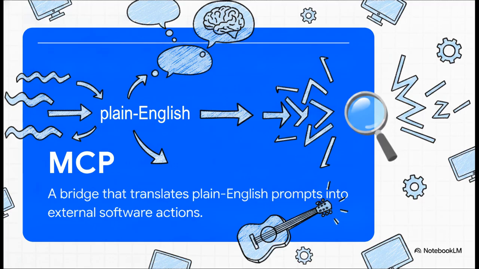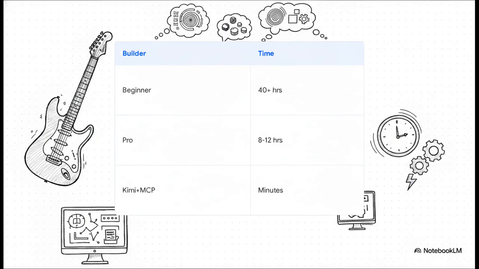You type in plain English, and the MCP converts your intent into the highly complex, specific actions required by external software. In the case of the guitar, the Blender MCP allowed Kimi to directly edit, arrange, and render 3D objects inside the Blender software without the user needing any technical modeling skills whatsoever. It's a real game changer. The impact of this is absolutely massive.